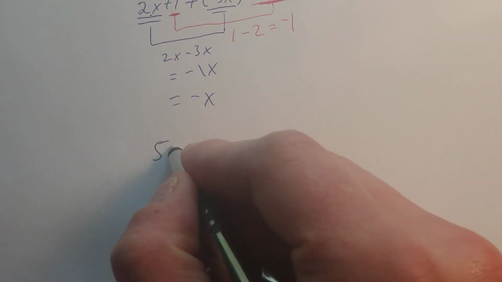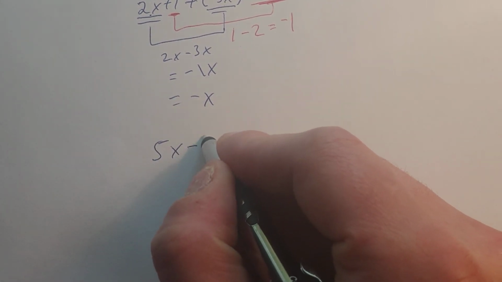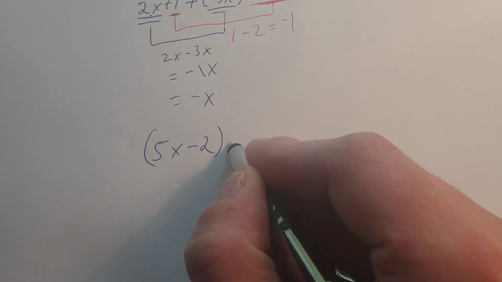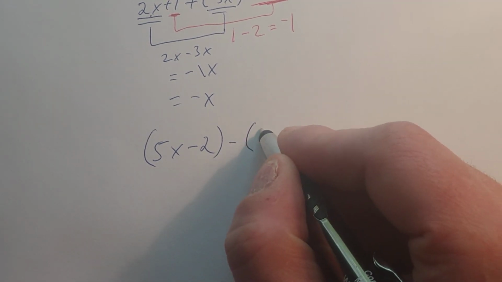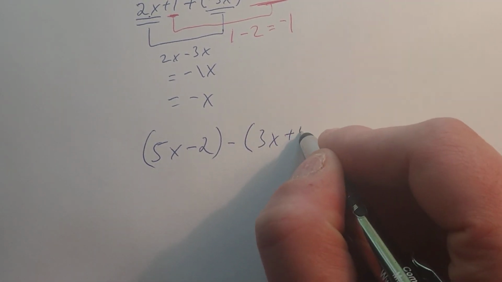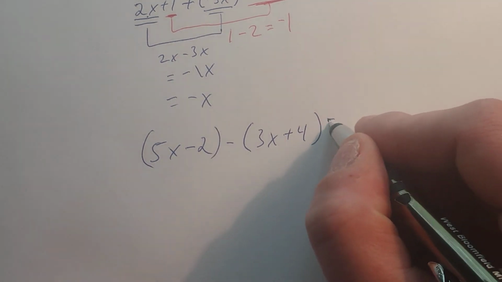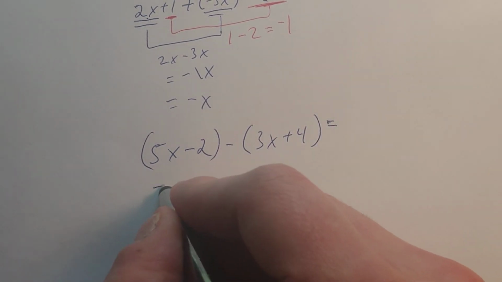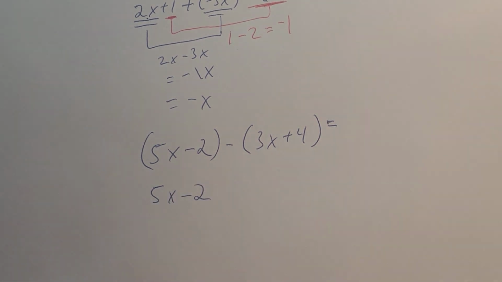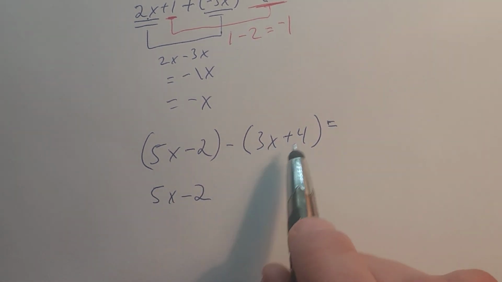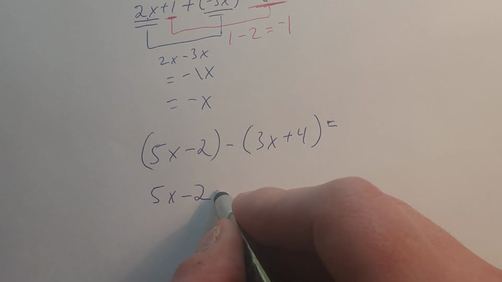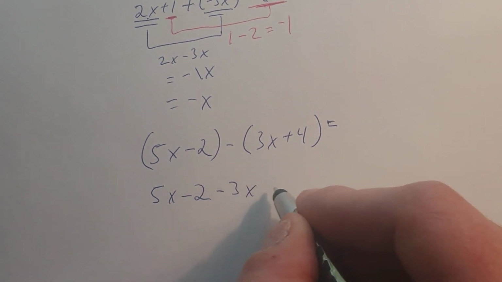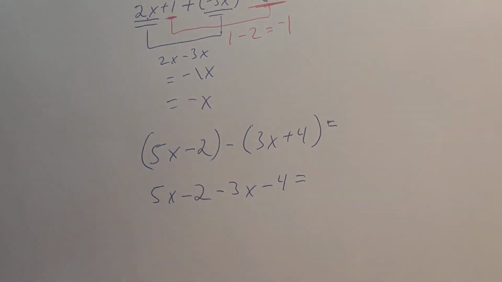Okay, so I'm going to be given 5x minus 2 minus 3x plus 4, like that. So now I'm going to solve this. My 5x minus 2 stays the same. Now I'm going to change both of these. So this is going to become a minus 3x minus 4, like that.